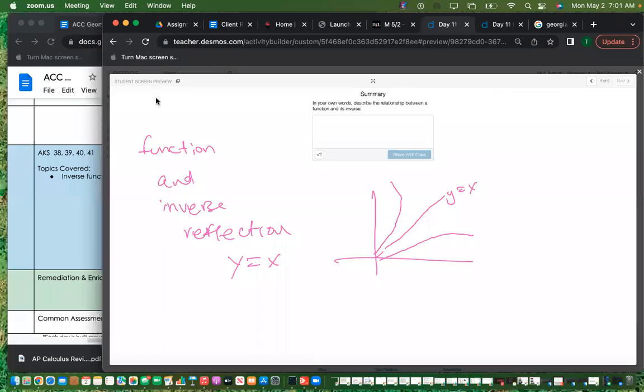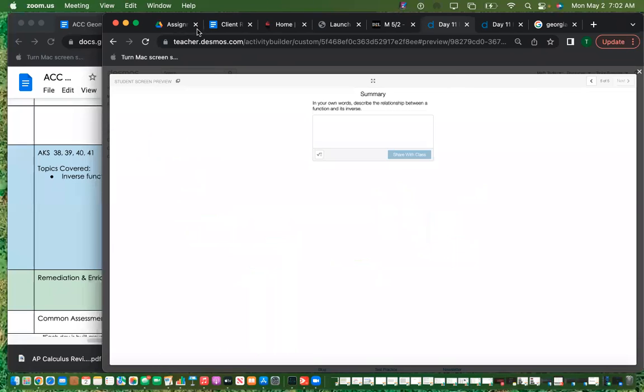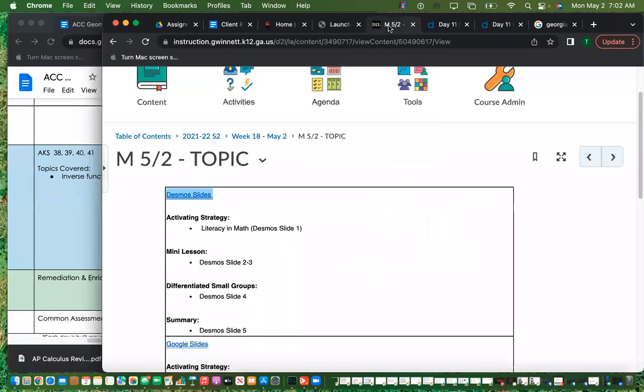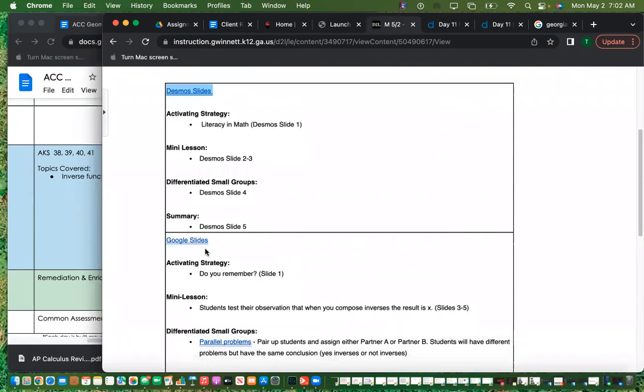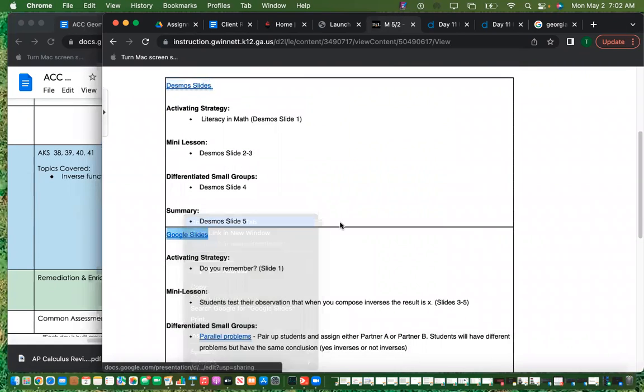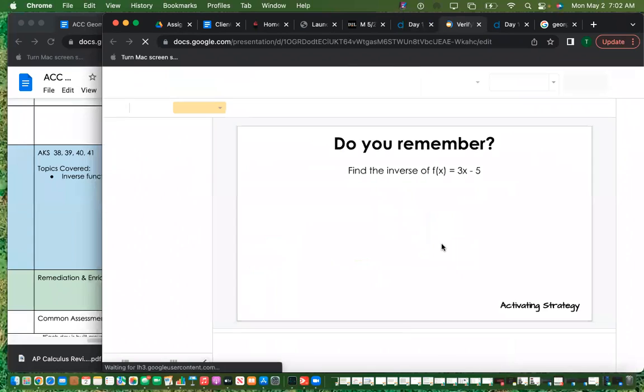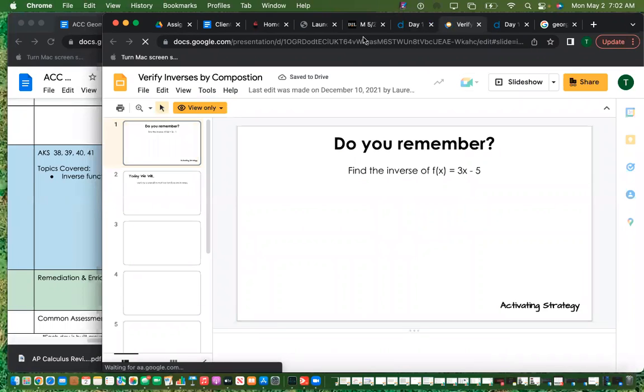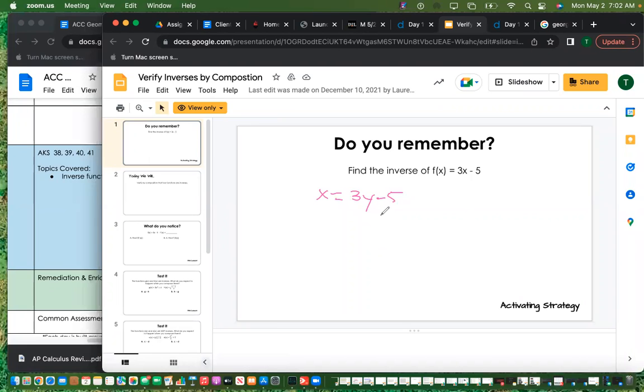Okay, so you're gonna complete that Desmos activity, and then what you're gonna do, if I can make this stop moving around, is you would go into these Google Slides, okay, and you're going to complete the following. So I'm gonna work a couple of these. If I find the inverse of this function, I'm gonna switch my x and y, and then I'm gonna solve for my y. So I'm gonna add 5.